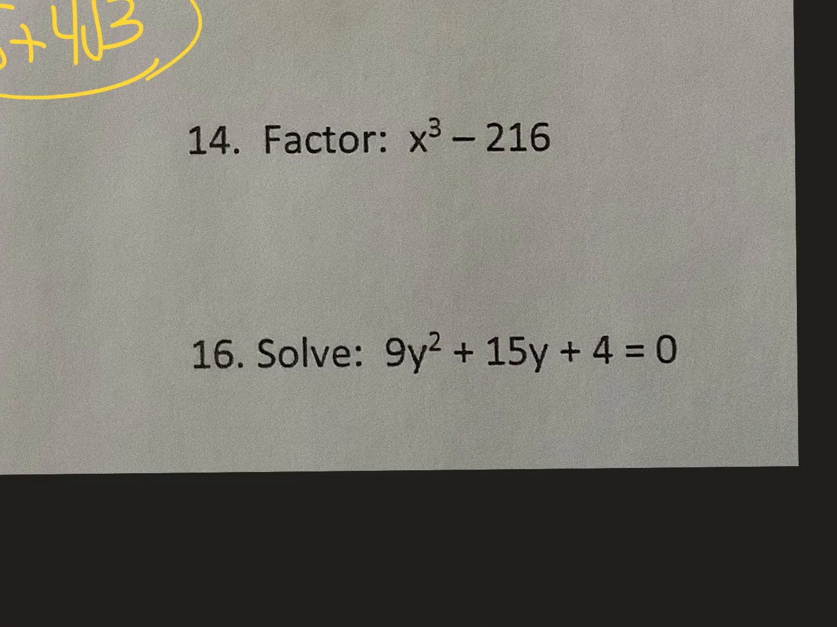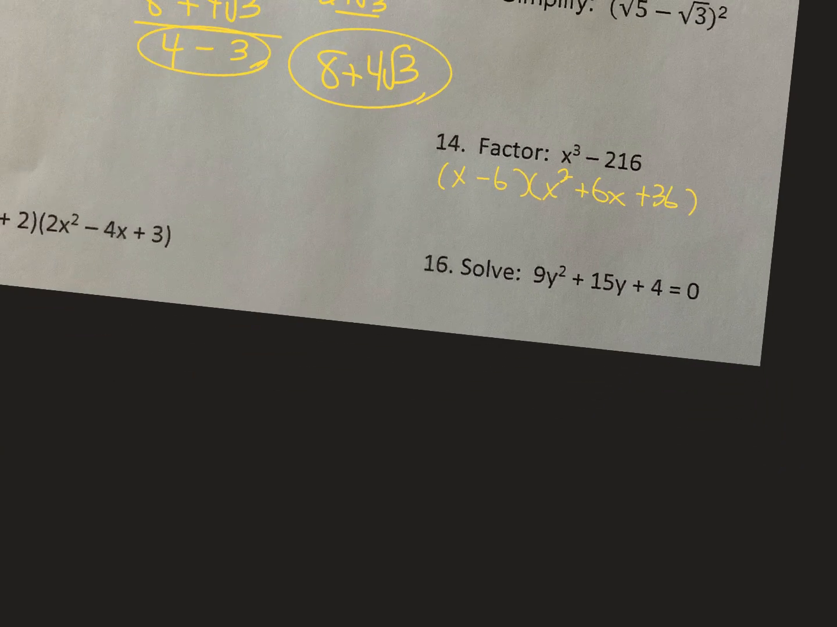14 is cubes, factoring cubes. Small, big, cube root, square, multiply, change the sign, square. Here it goes. Do the exact same thing. Small, big, cube root of 216 is 6. If you don't know that, use your calculator and punch in cube root of 216. Square the first. Multiply them together and change the sign, and then square the 6. 36. That's awesome. Okay, 2 more.